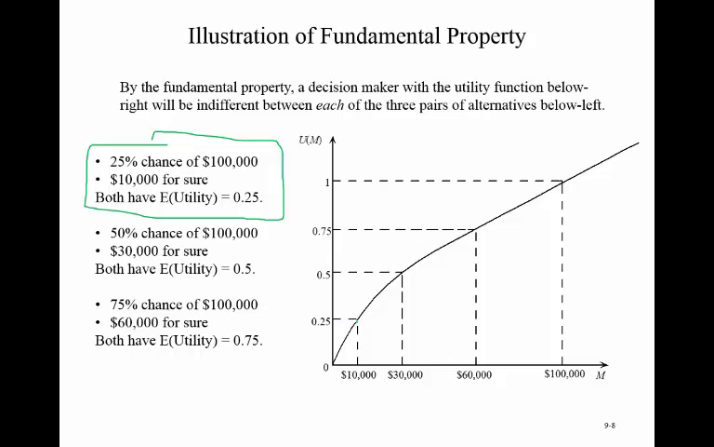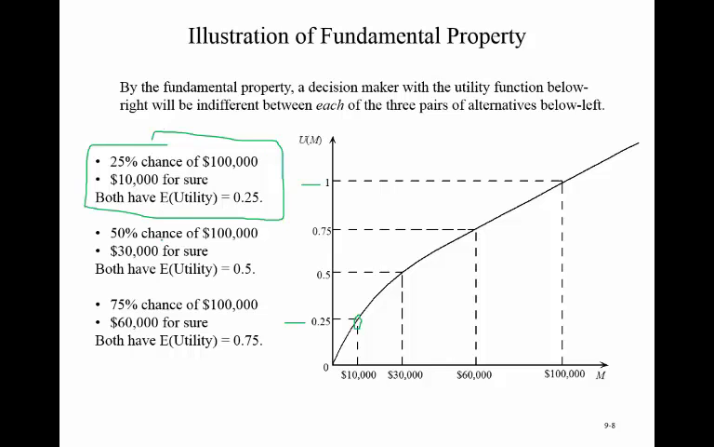So this person's utility function would be consistent with that, because a certain utility of 0.25 is equal to a probability of 0.25 of getting a utility of 1. So their expected utilities are equal: a certain 0.25 or a 25% chance of a utility of 1.